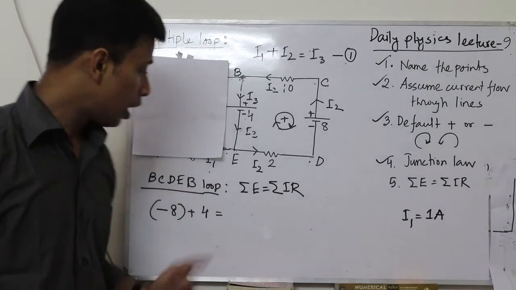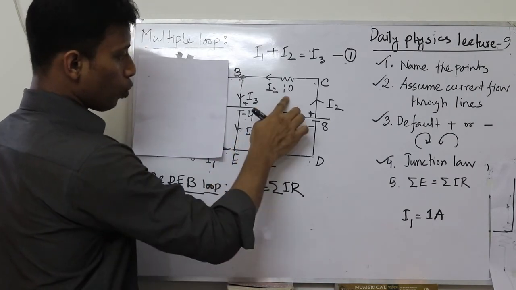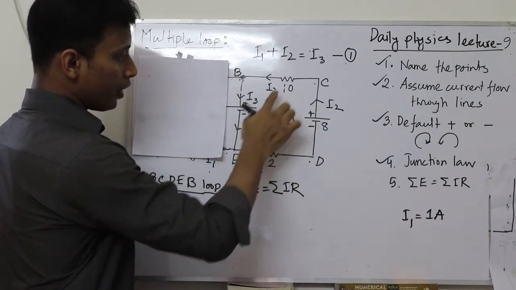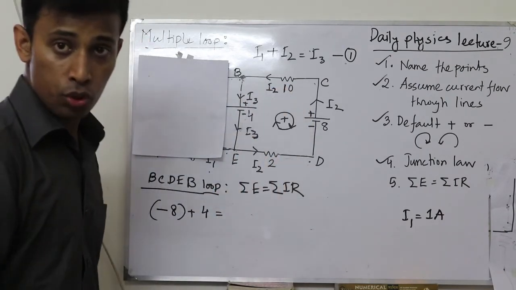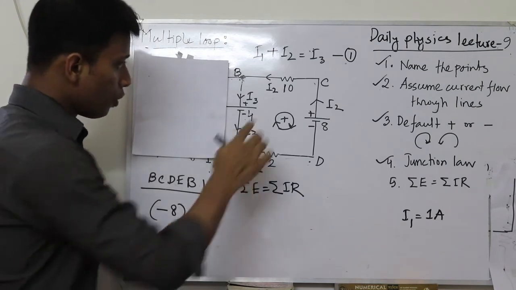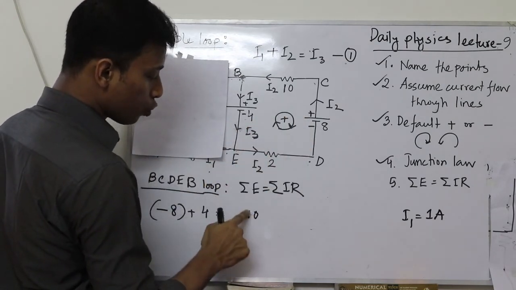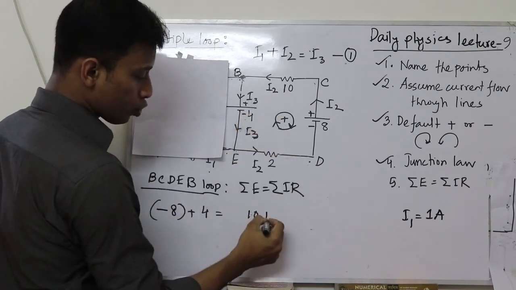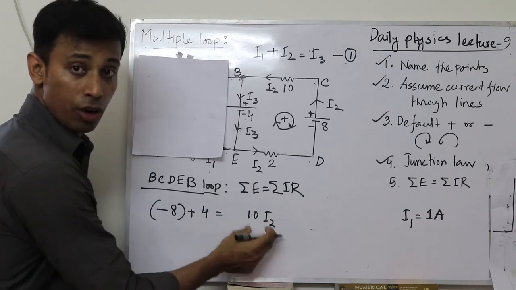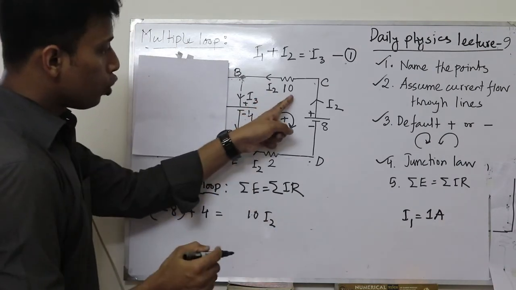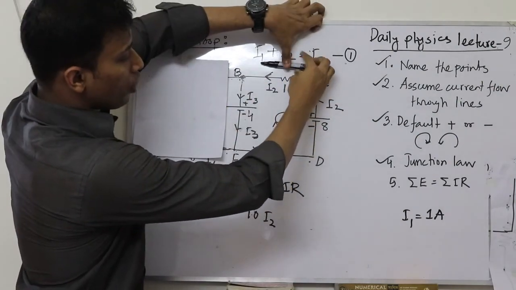Now look at the right side. How many resistors are here? So here we have 1 and 2. No other resistance. We have 2 resistors here, right? So let's use these 2 resistors. First use this 10. And the current flowing through 10 is I2. So 10 I2, resistance into current. Now we have to figure out the direction of current flow. Here, through this 10, the current flow is I2. That means this is the direction of current flow, right?